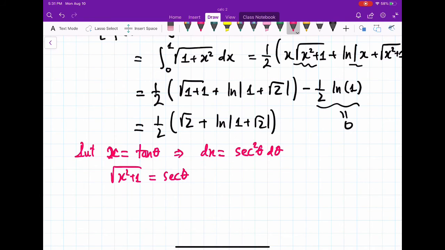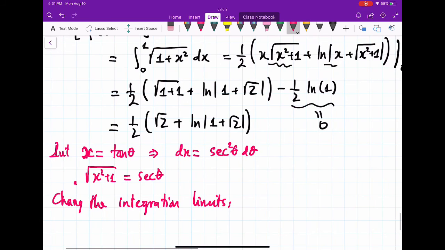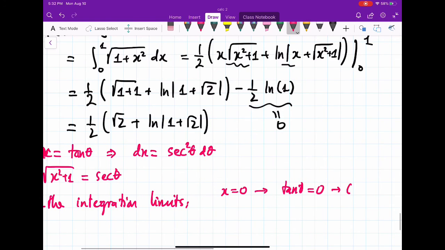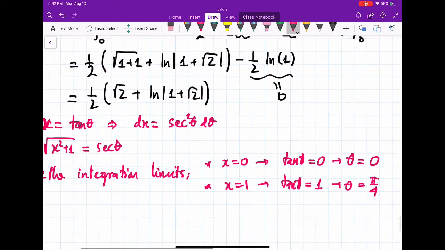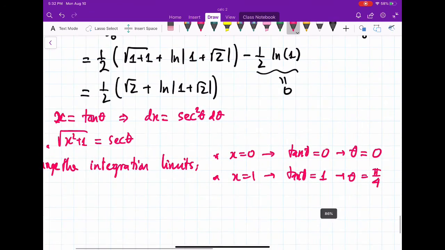Then my integral looks like, oh, if you want, you can change the integration limits right away. Okay, let's do this, let's change the integration limit. I rarely do that, but let's try. For such problems, maybe we need to do that right away. When x equals 0, I have tangent of theta equal to 0, so theta is equal to 0. When x equals 1, tangent of theta is 1, so theta is pi over 4. That means 0 and pi over 4 is the new integration limit, right?